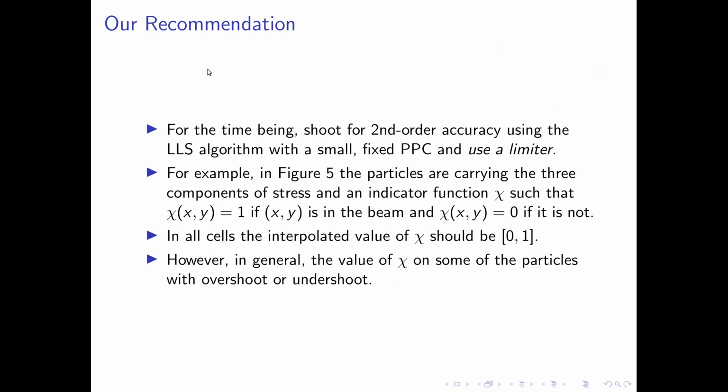So I have a recommendation, and that is if you want to shoot for second order accuracy, which is what the time stepping algorithm is in Aspect anyway, and you want second order accuracy in your spatial discretization, then use a linear least squares algorithm with a limiter. So you don't have overshoot and undershoot. And you can then get the fixed particles per cell, which was in the blue dots that were second order accurate.